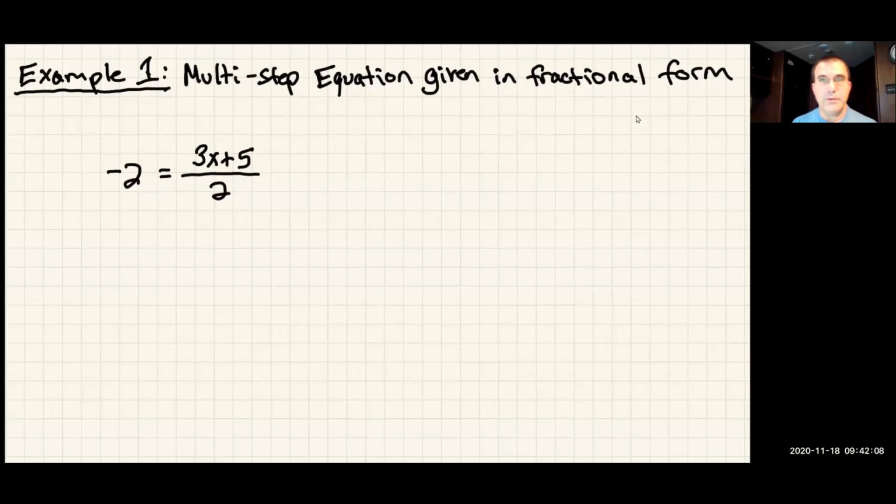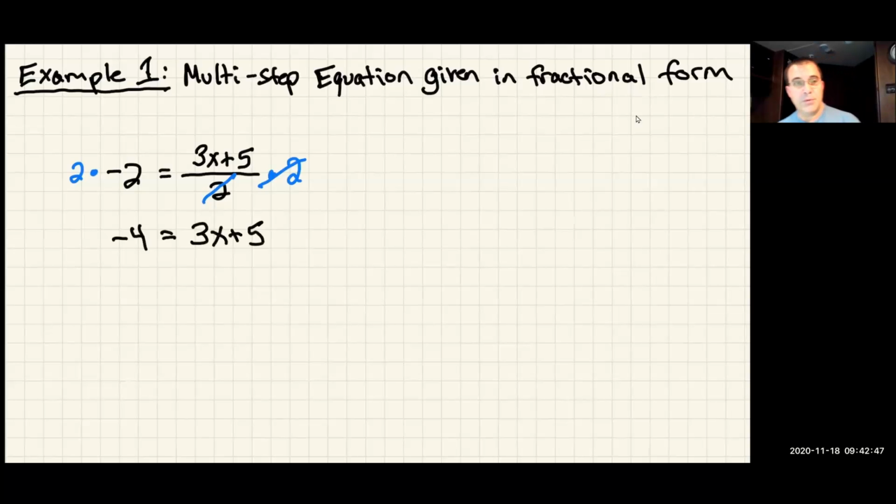So the fraction bar means division. We know the opposite operation is to multiply, and when we're undoing division or multiplication, we always use the exact same number that's already there. So I'm going to multiply by that positive 2 on both sides. As a result, the division by 2 is all gone. That removed our fraction bar. And the new equation would be 2 times negative 2 over here on the left gives me negative 4 equals, and the only thing remaining is what was in the numerator, the 3x plus 5.